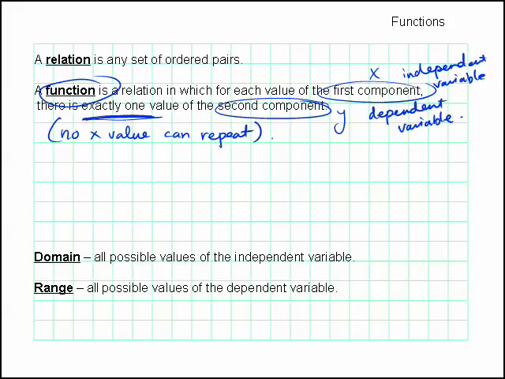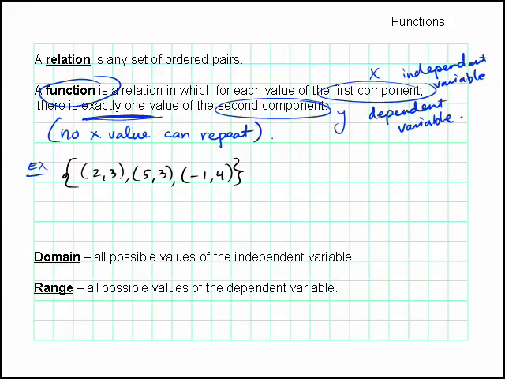Let me give you some examples. Here's an example right here. Let's take some ordered pairs: (2, 3), (5, 3), (-1, 4). This is a relation. A relation is just a set of ordered pairs. The question is, is this a function or not? Now, for it to be a function, for each x value, there must be exactly one y value.